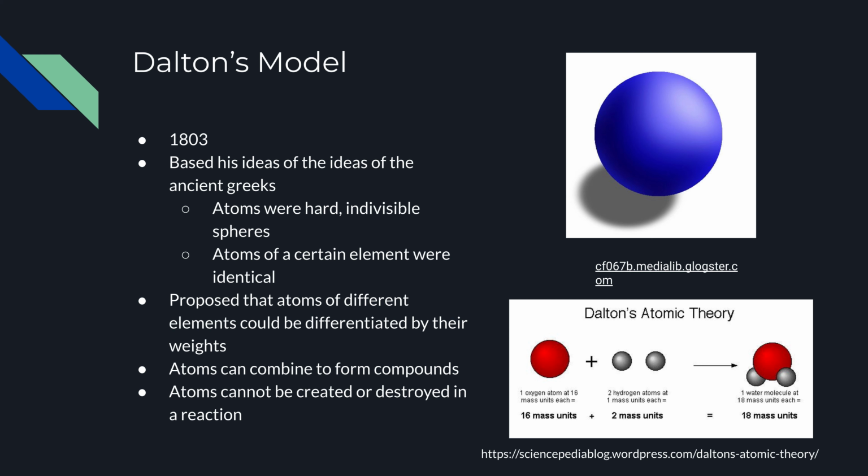Dalton's model was coined in 1803, and his ideas were based off the ideas of the ancient Greeks. Essentially, he said that atoms were hard, indivisible spheres, and atoms of a certain element were identical. Dalton proposed that atoms of different elements could be differentiated by their weights, and the elements could combine to form compounds. He also said that atoms cannot be created or destroyed when they combine to form compounds in a reaction.